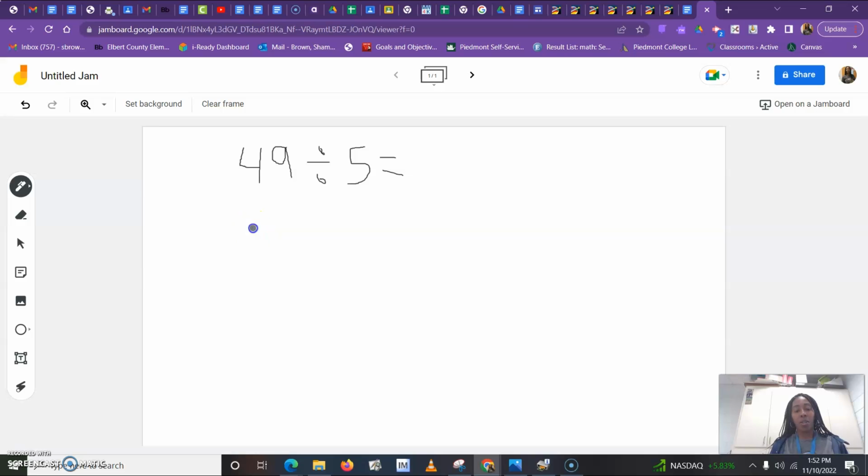So I'll go ahead and draw my box. I have 4 in this box, 9 in this box, 5 on the outside. Then I did 4 divided by 5. If I look at 4, I see it's smaller than 5. So nothing times 5 will give me 4 because 5 is bigger than 4. So that means 4 divided by 5 is 0. So 0 goes up here.